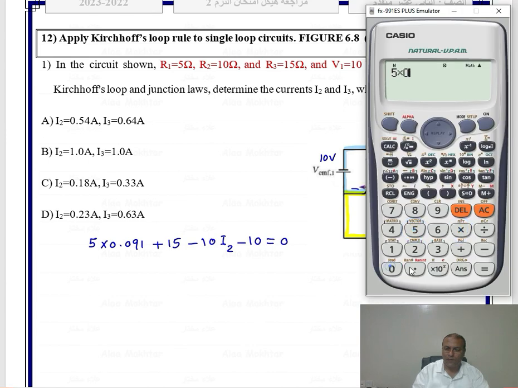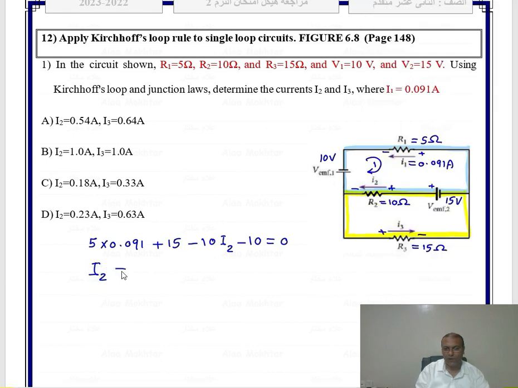5 times 0.091 plus 15 minus 10 I2 equal this number. Move to the other side with a negative sign and divide by negative 10. I2 equals 0.5455 ampere.